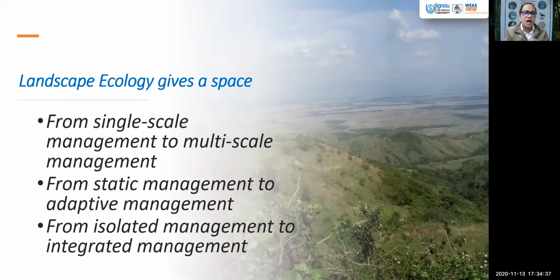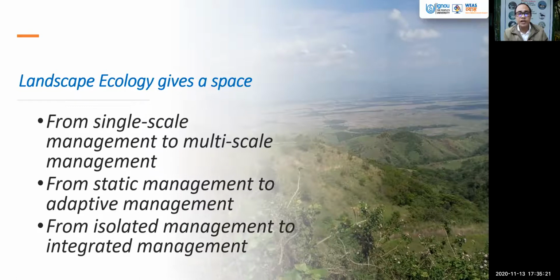Landscape ecology gives a space, and when we talk about natural resource management, it moves from single scale management to multi-scale management, from static management to adaptive management, from isolated management to integrated management. Because when you talk about natural resource management, we used to manage only that. For example, 20, 30 years back, when you talked about resource management, you were talking about some particular resource, for example, agriculture only. But as we know, ecological function goes on from one component to another component.